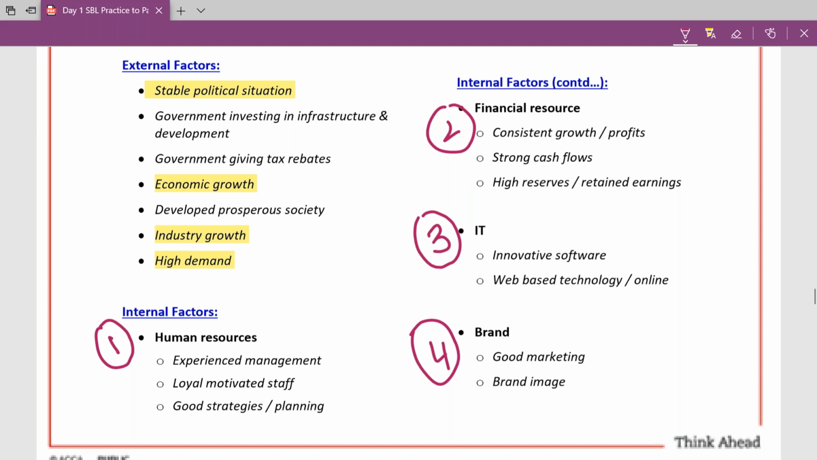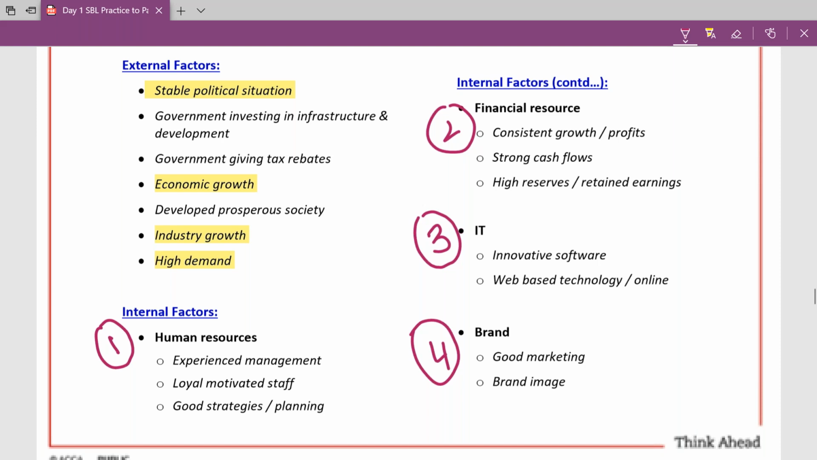When we talk about financial resource, that means the company is consistently growing, consistently profitable, and has strong cash flows, high reserves, and retained earnings. All these are aspects relating to financial performance. On technology, we talk about software, web based technology, online e-commerce. And on the brand side, we talk about good marketing, brand image, and you can also add goodwill. So these are four important pillars of internal factors.